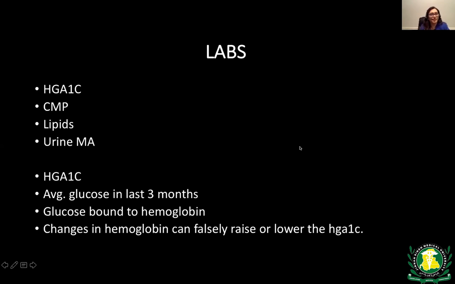Labs monitoring for diabetic patients. We recommend hemoglobin A1C and a comprehensive panel to be checked every 3 months. Lipids and urine microalbumin levels are usually checked annually.